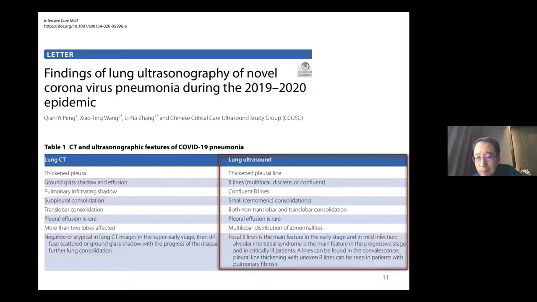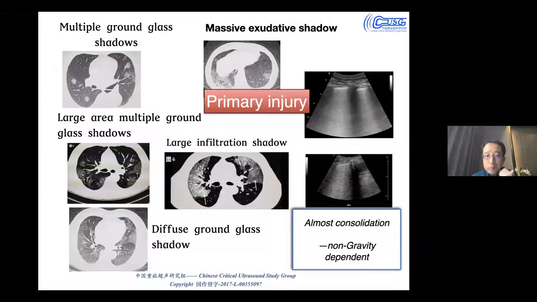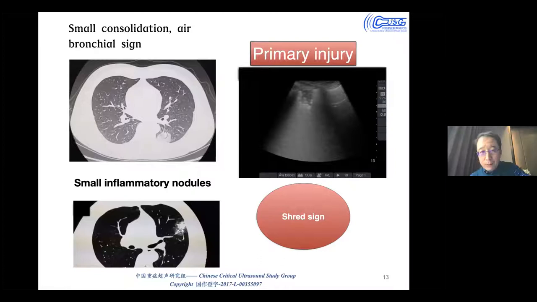This slide tells us about the primary injury of the COVID-19 lung. It's a primary injury. The first one is a ground glass shadow, maybe single, maybe multiple, and then it becomes a large area of multiple ground glass shadows, just like what Professor Holmes told us. And then you can see large infiltration shadow and massive exudative shadow, and you can see almost consolidation but non-gravity dependent. It's a primary injury.